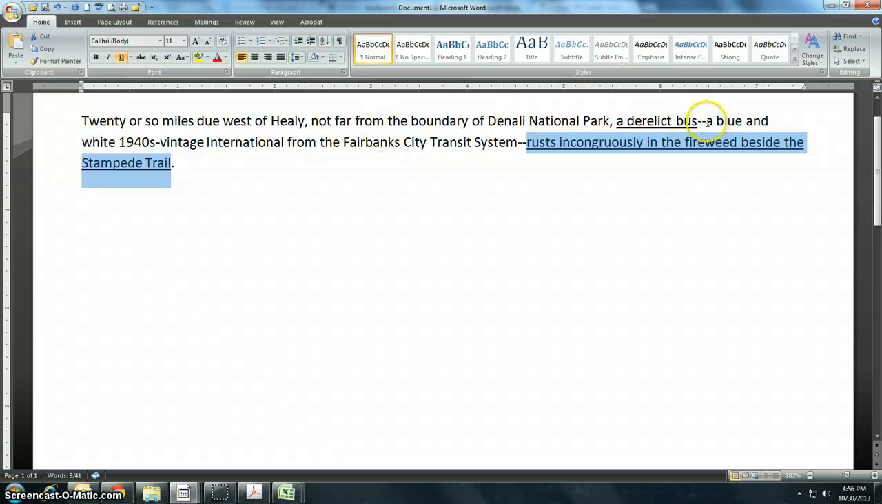Okay, we've got a little medial modifier here. We'll talk about how to deal with that here in just a minute. So let's start off at the beginning of the sentence. 20 or so miles due west of Healy. What is that doing in this sentence? It's telling us where the bus is currently rusting. It's told in the present tense, so it's kind of weird. So it's a where phrase, so it's acting adverbially.